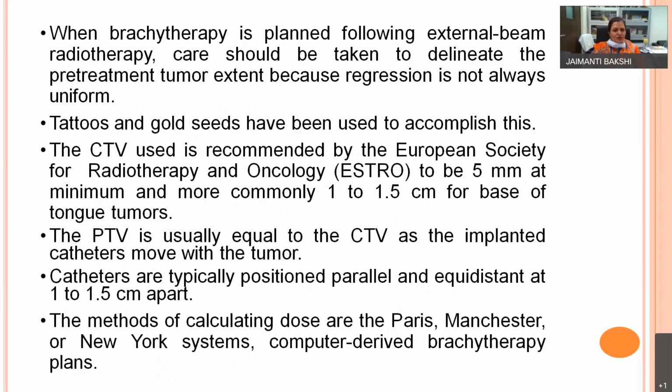The CTV used is recommended by the European Society for Radiation Oncology to be 5 mm at minimum and more commonly 1 to 1.5 centimeter for the base of tongue tumors. The PTV is usually equal to CTV as implanted catheters move with the tumor, and catheters are typically positioned 1 to 1.5 centimeter apart.